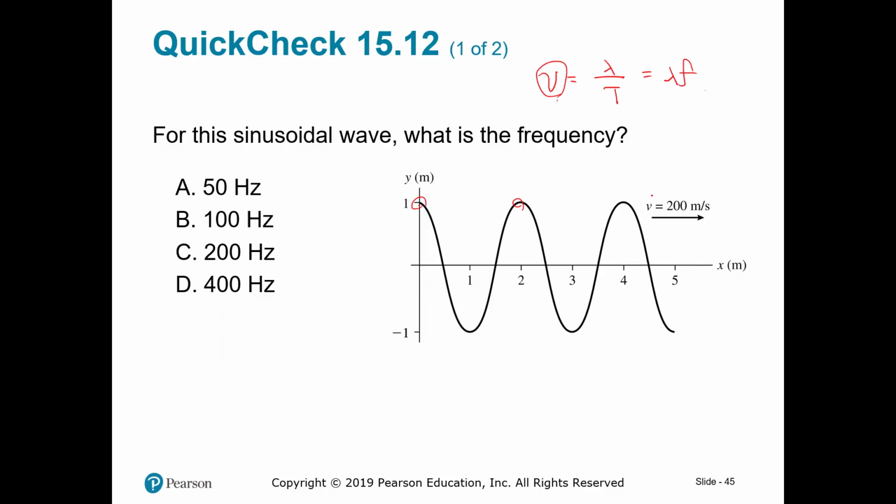So that says velocity is 200. So that means 200 equals lambda times the frequency. But what is the lambda? The distance from here to here is 2 meters. And then your f is 200 divided by 2, which is 100 hertz. So the answer is B.